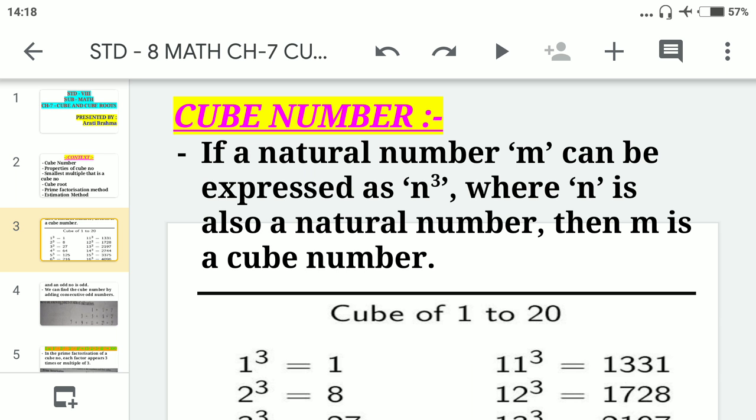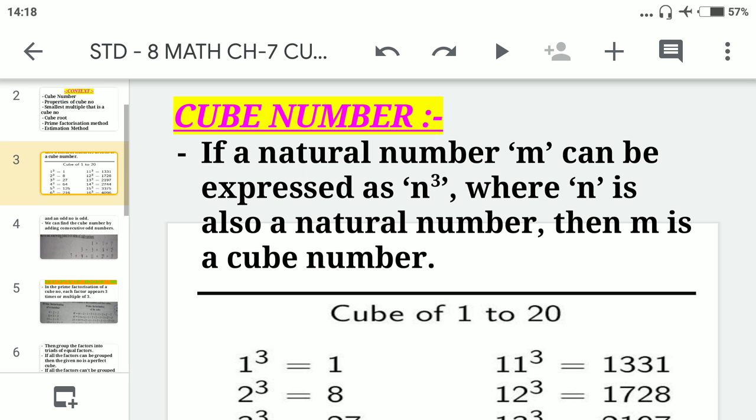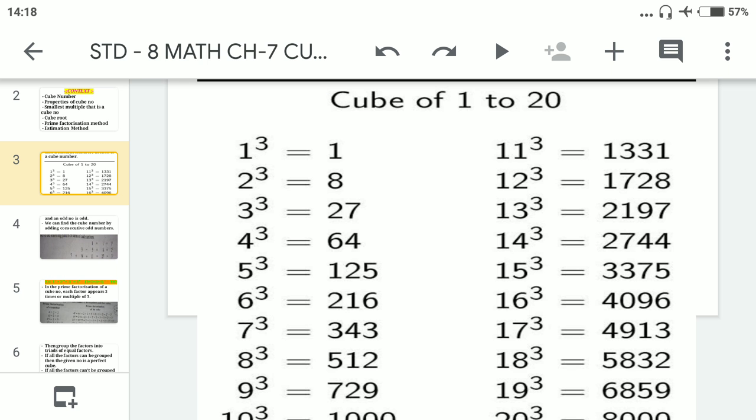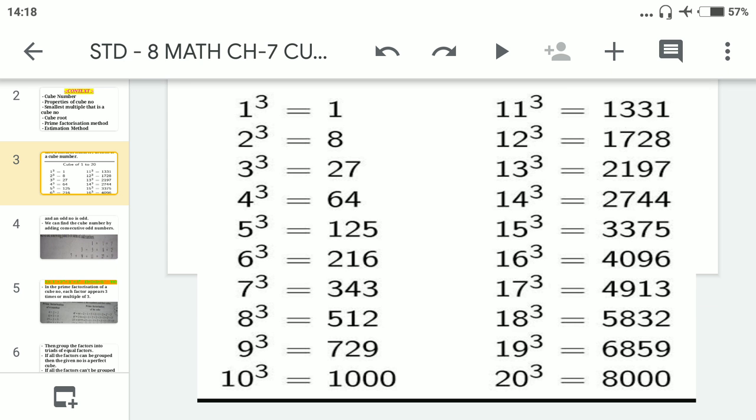And remember children, cube means we have to multiply the same number 3 times. Not with 3 but 3 times. That means the same number multiplied with itself 3 times. Like in square we multiply 2 times only, here you have to multiply 3 times. And you can see the figure here from 1 to 20, the cubes are written. 1 cube is 1, 2 cube is 8, 3 cube is 27 and like that.